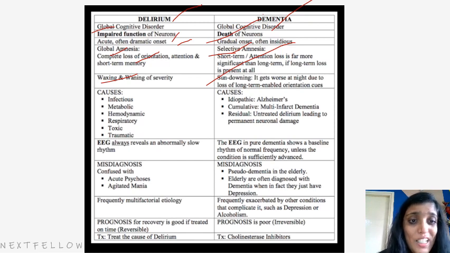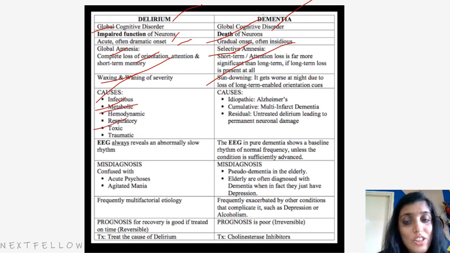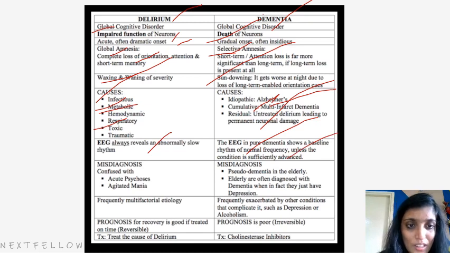Delirium causes are usually reversible: infectious, metabolic, hemodynamic, respiratory, toxic, and traumatic. The causes of dementia, as discussed earlier, are Alzheimer's, multi-infarct dementia, and untreated delirium leading to permanent neuronal damage. EEG in delirium always reveals an abnormally slow rhythm. EEG in pure dementia shows a baseline rhythm of normal frequency unless the condition is sufficiently advanced. Delirium is misdiagnosed, confused with acute psychosis or agitated mania. Dementia is misdiagnosed as pseudodementia in the elderly.